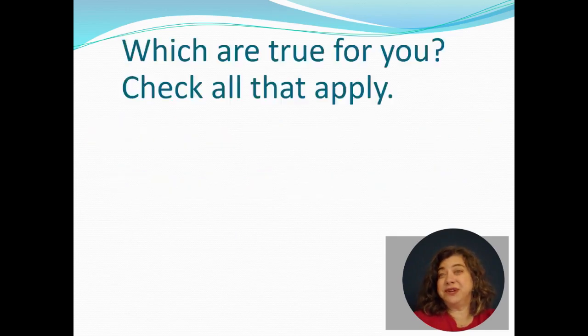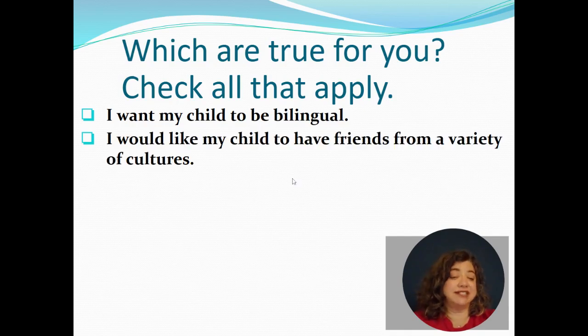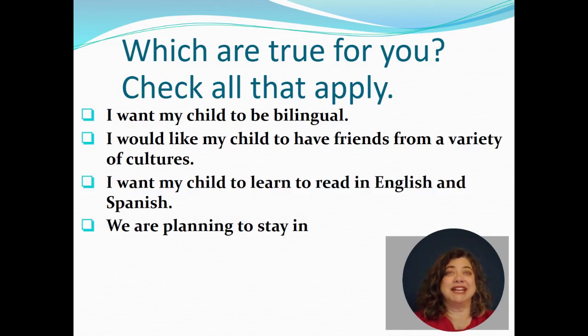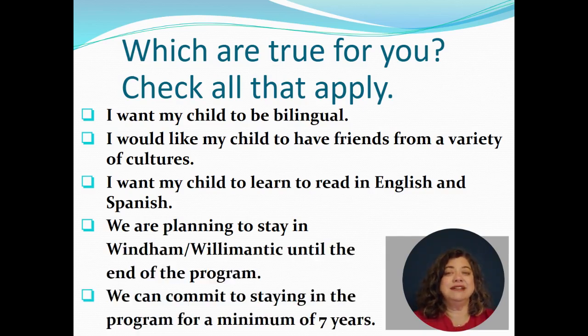So which are true for you? Please mark the ones that are true for you. I want my child to be bilingual. I would like my child to have friends from a variety of cultures. I want my child to learn to read in English and Spanish. We are planning to stay in Windham or Willimantic until the end of the program, and we can commit to staying in the program for a minimum of 7 years. Mark the ones that are true for you and click to continue with the next video.